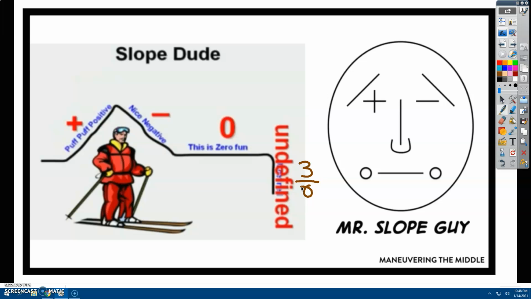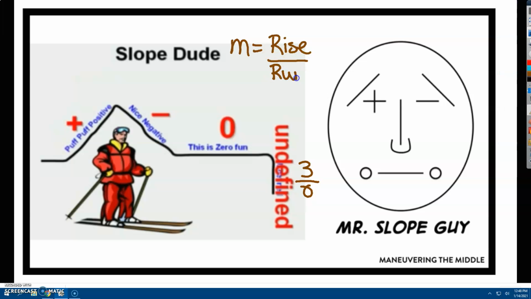So a little bit of review here. When we're thinking of slope, you've got to think of m. M always equals rise over run. I'll tell you in a minute what I mean when I say rise over run. So we have rise over run. I'm going to say m equals, the triangle here means change in y over change in x, right? So that's what we're comparing: the change in y over the change in x.